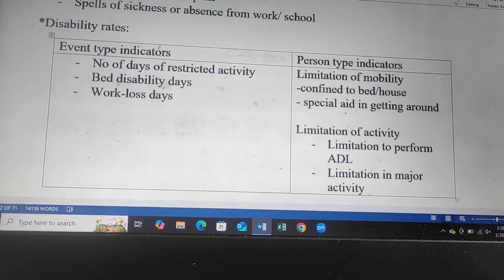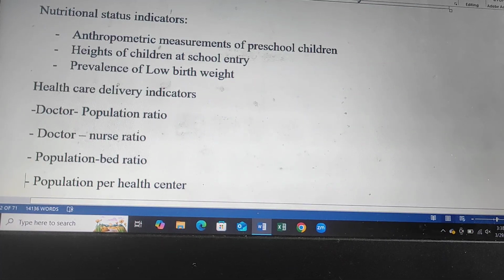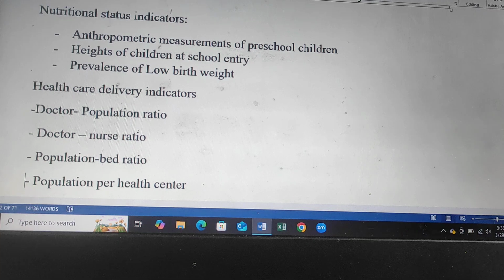Person type indicator: limitation of mobility, confined to bed or house, special aid in getting around, limitation of activity, limitation to perform ADL, limitation in major activities. Nutritional status indicator: anthropometric measurement of preschool children, height of children at school entry, prevalence of low birth weight.